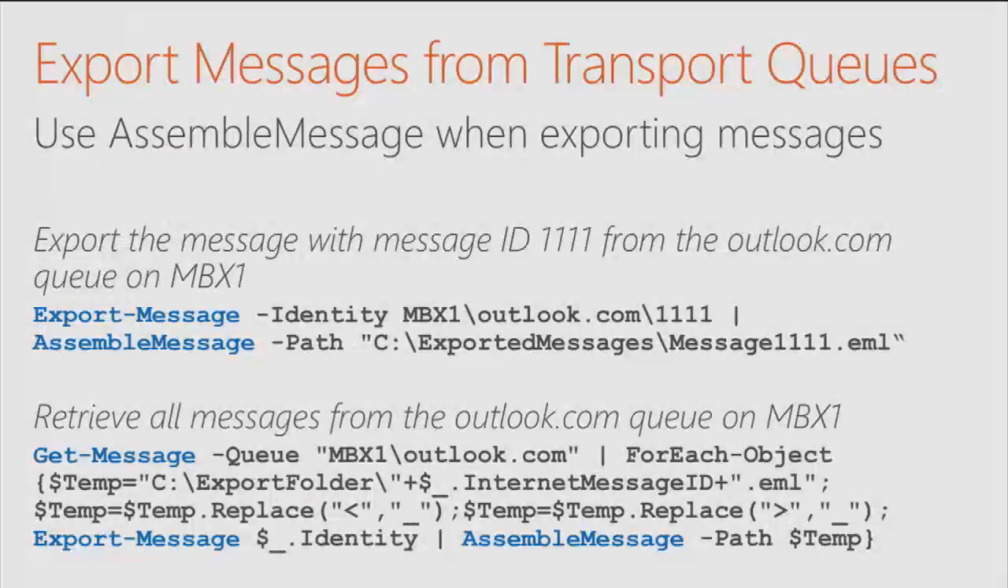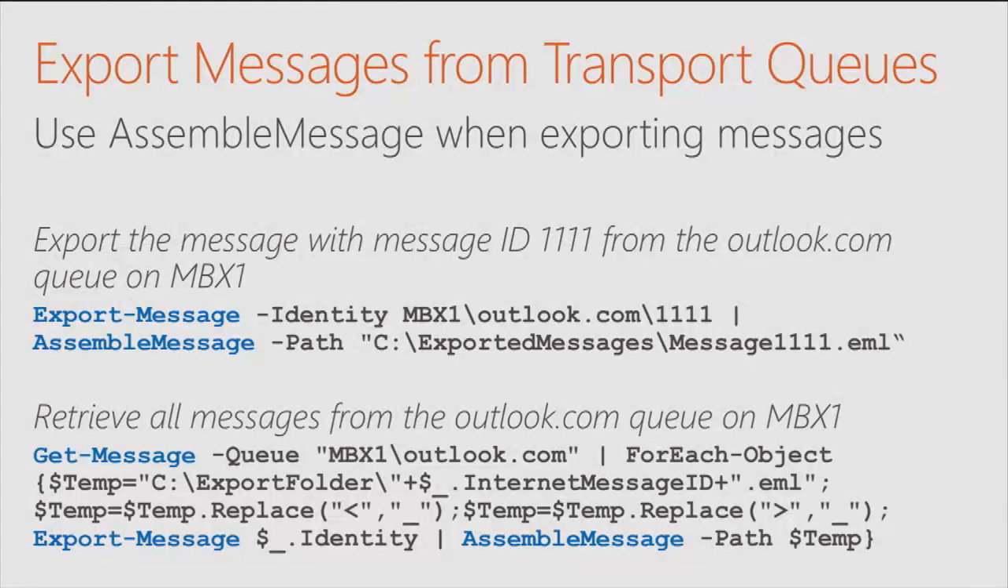So we're using export message. We're giving it the identity of the server, the name of the queue, and the message ID, and then we're piping that out to assemble message, and assemble message will find that message in the queue and create a .eml file for me in that destination. That's getting one specific message.